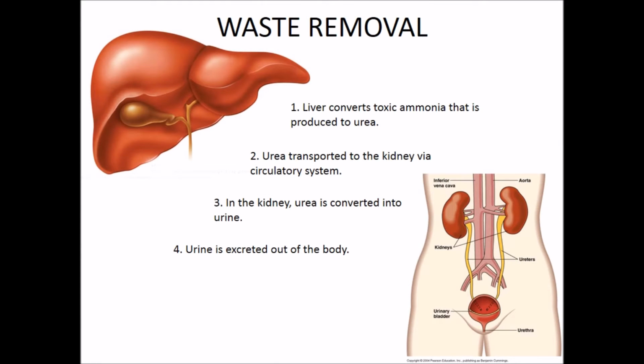For waste removal, the toxic ammonia in the liver is converted into urea. This urea is transported to the kidney via the circulatory system. In the kidney, urea is converted into urine and urine is excreted out of the body, involving the urinary system.